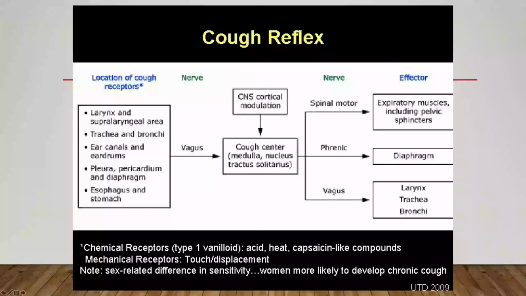Now the pleura, pericardium, and diaphragm. Any irritation to the pleura, right? Pericardium irritation, diaphragmatic irritation, either below the diaphragm, irritate low level, cough. The esophagus and stomach, right? Stomach distension, esophageal irritation, the cough receptor is here.